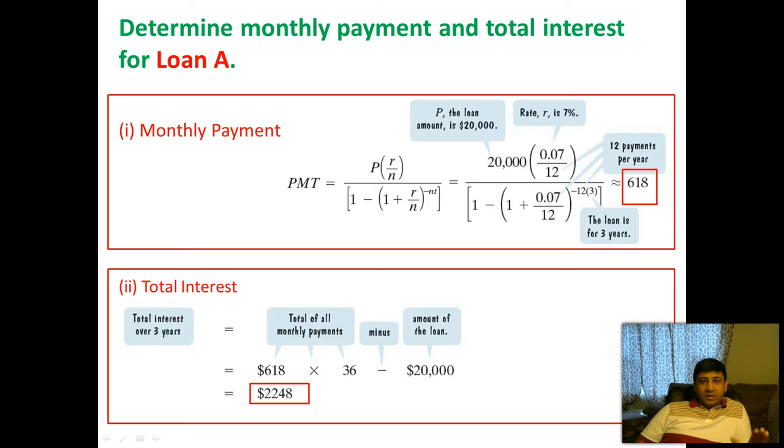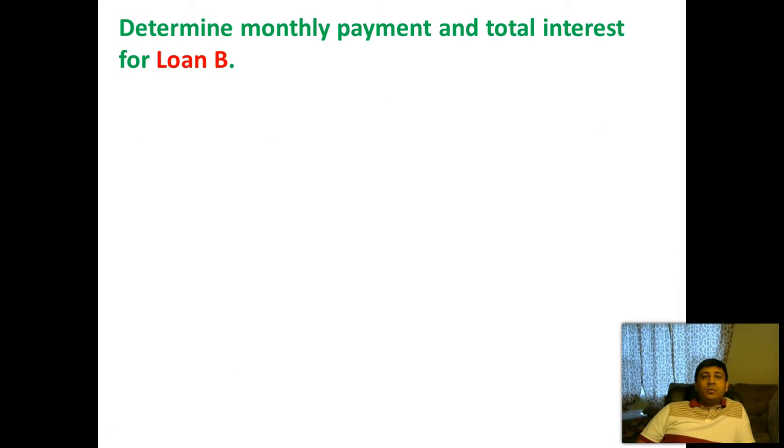So let's keep these calculations here. We'll compare it at the final slide. Let's move on to loan B now. So with loan B, two things changed. The interest rate changed. It went a little higher because we are extending it over 5 years.